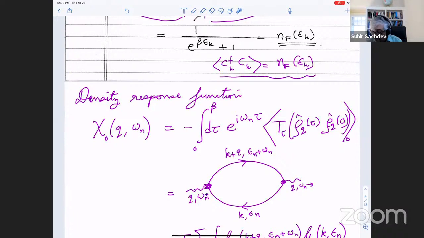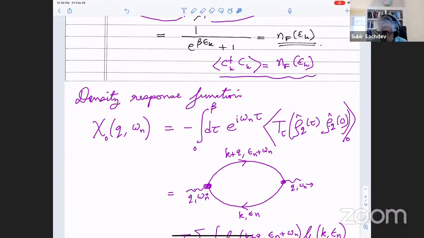Okay, so you have a density operator at time tau and a density operator at time 0, and you want the time ordered expectation value. So that's how you define chi of Q and omega: the time ordered correlation, Green's function of two density operators, rather than a C dagger and C, it's the density. Okay. Because by the rules we have developed, there's no problem in generating Feynman diagrams for it.